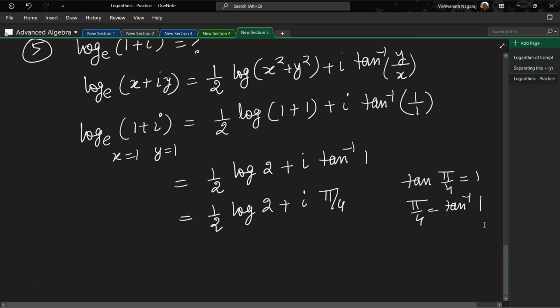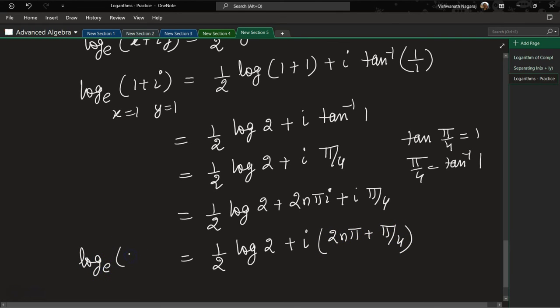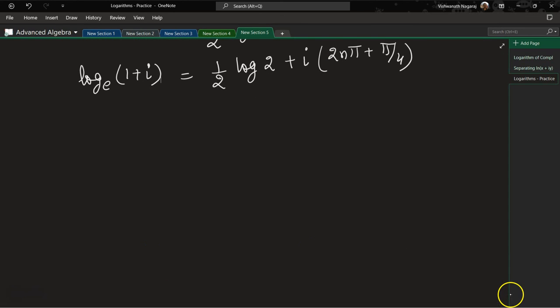Okay, but we also know that this is again going to be periodic. So let's make it periodic. So log of 2 plus 2n pi I plus I pi by 4. So now let's do the final step. Here I is common. So plus I times 2n pi plus pi by 4. So log to the base e of 1 plus I is equal to this. Okay. What will be the next one?